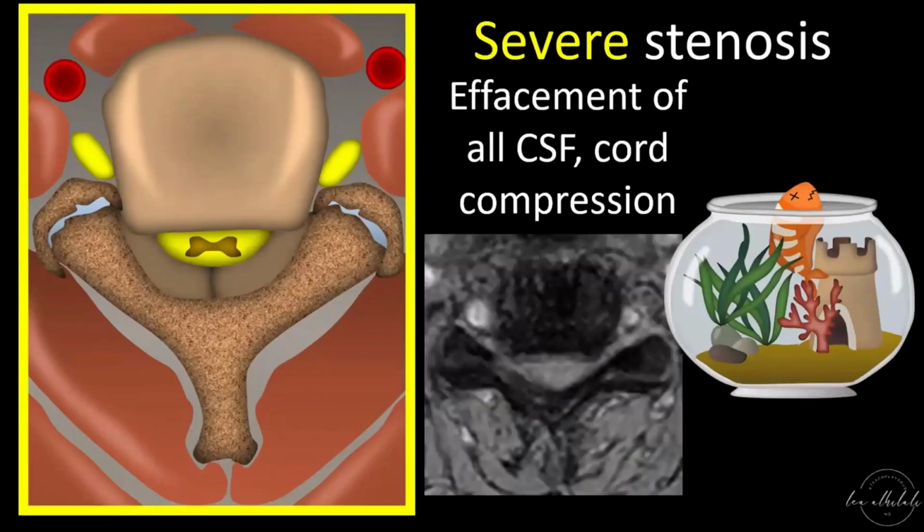Finally, in severe canal stenosis, the bowl is completely filled and no CSF is seen. So there's no room for the fish in the fishbowl in this scenario. Similarly, there's no room for the cord and it's compressed. So not only is there no swimming, but it's been crushed. So this is severe canal stenosis.